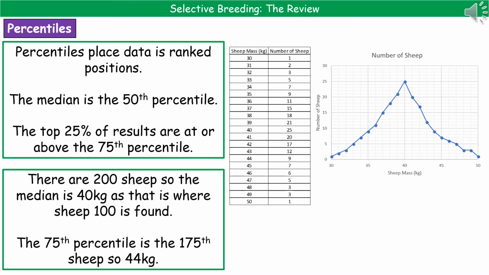So if we had an example where there were 200 sheep, our median would be where sheep 100 is. In the set of data there, that would be at 40 kilograms. Whereas if we were looking for the 75th percentile, that would be where the 175th sheep is. So that would be 44 kilograms.